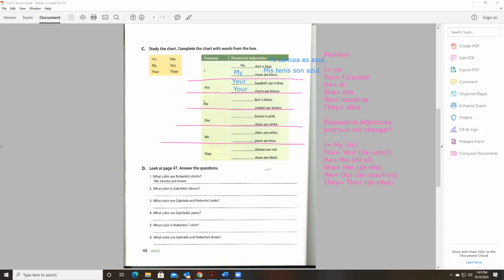Okay, ahora estamos hablando de algo que es de él. So en vez de he, usamos his. His belt is black. Next one. His sandals are brown.